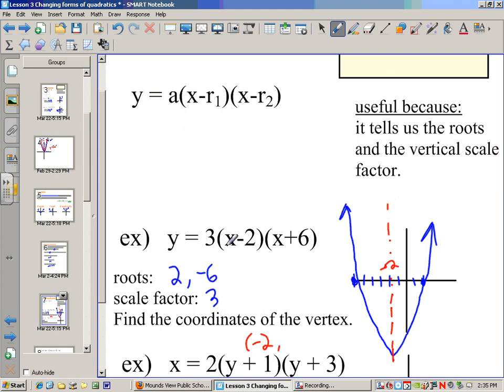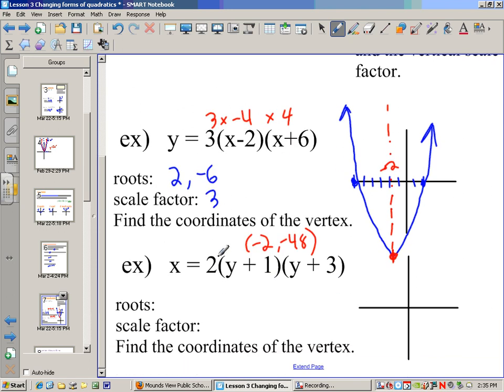So if I plug in negative 2, negative 2 minus 2 is negative 4. Negative 2 plus 6 is 4. So now I have 3 times negative 4 times 4, which is negative 48. So this point down here is negative 2, negative 48.